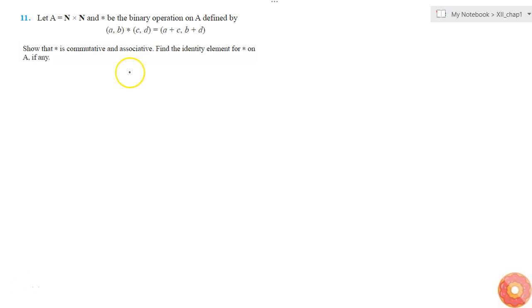Here we are given a binary operation acting on N cross N. The binary operation is defined as (a, b) star (c, d) is equal to the sum of first terms in the first element and second terms in the second element. We are asked to show that it's commutative and associative. Before trying to show that, let's try to understand what they mean.